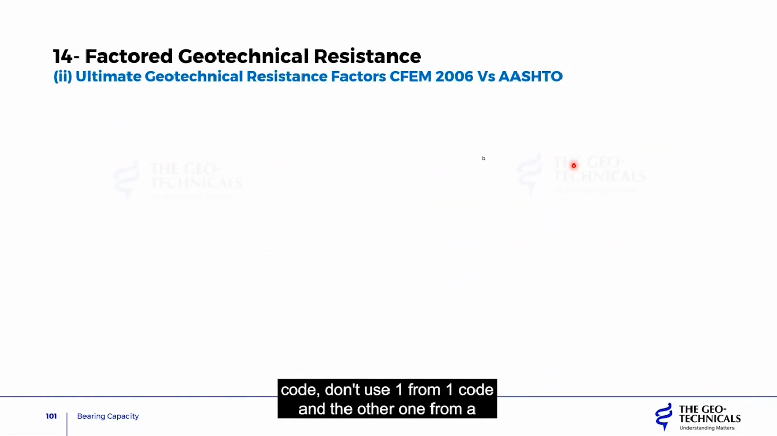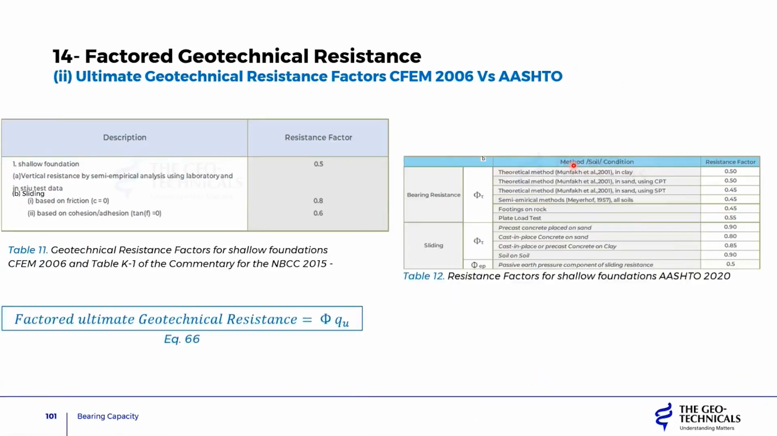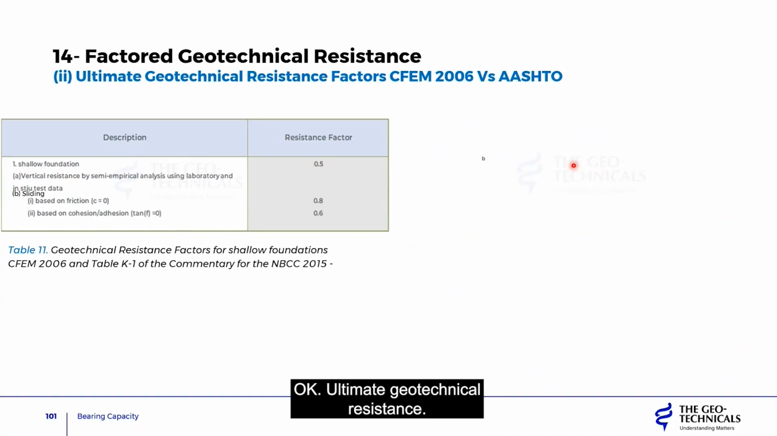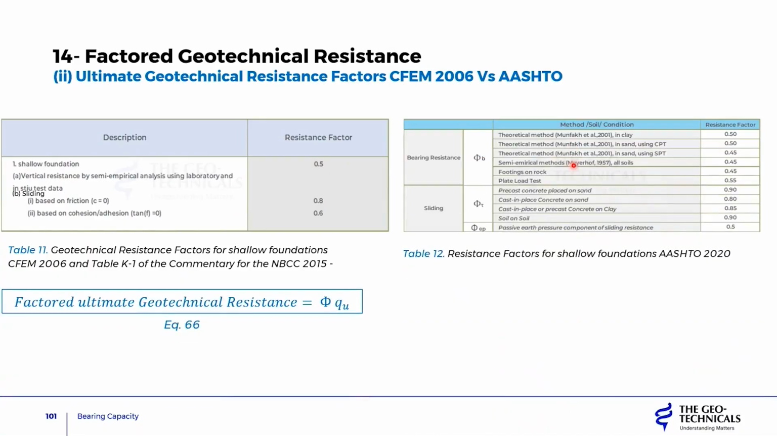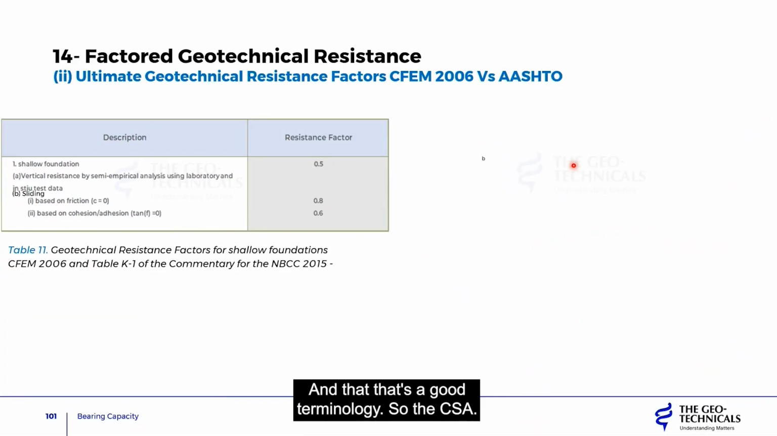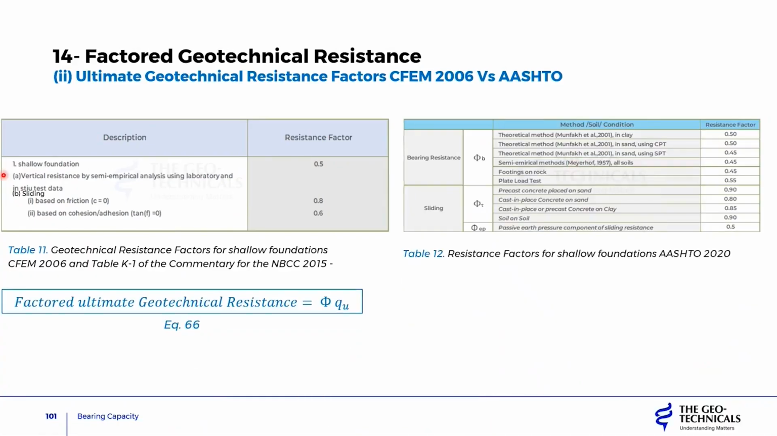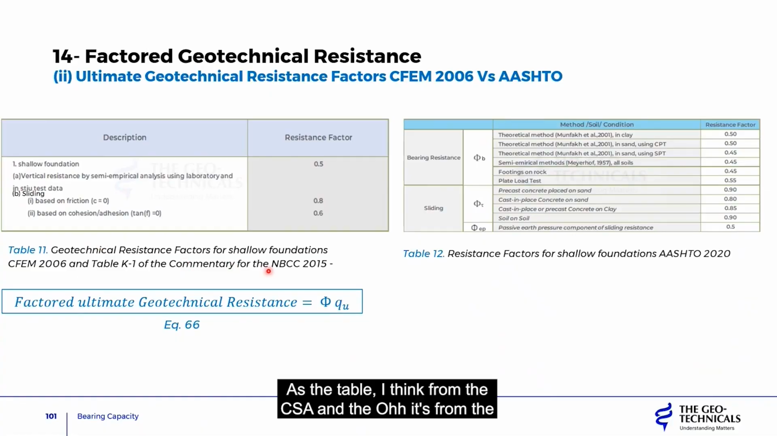and the other one from a different code. Okay, ultimate geotechnical resistance. And that's a good terminology. So the CSA has a table, I think, from the commentary to the National Building Code. NBC is the National Building Code of Canada 2015. That's the latest one that's still used in engineering practice.